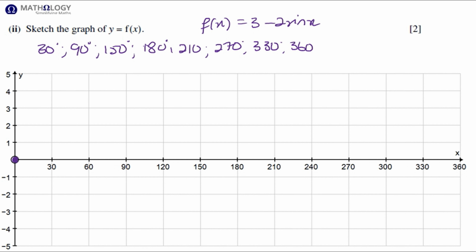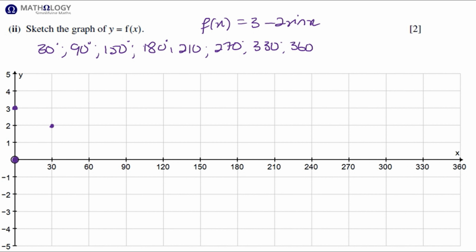sine 0 is 0, times minus 2 is 0, 3 minus 0 is 3. So the first point will be (0, 3). The next value of x we're going to use is 30 degrees. Sine 30 is a half. A half times minus 2 is minus 1. 3 minus 1 equals 2. So at 30 we have a y value of 2.